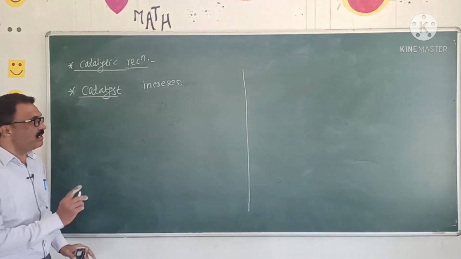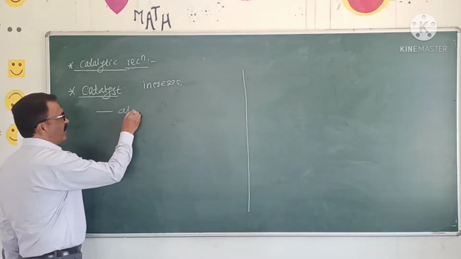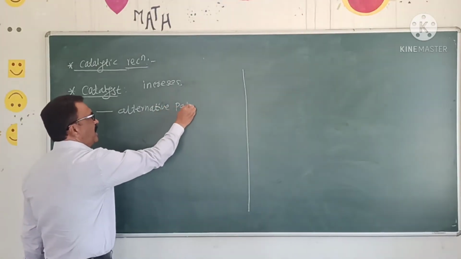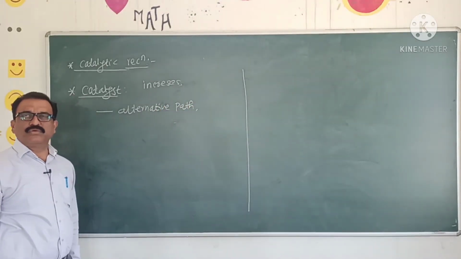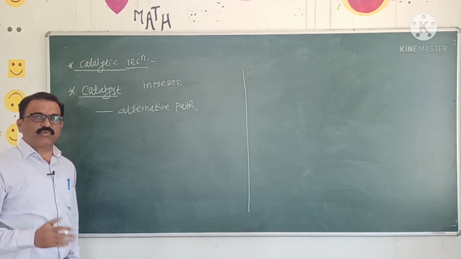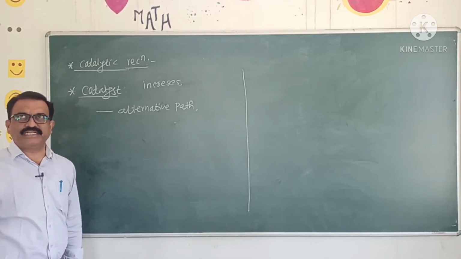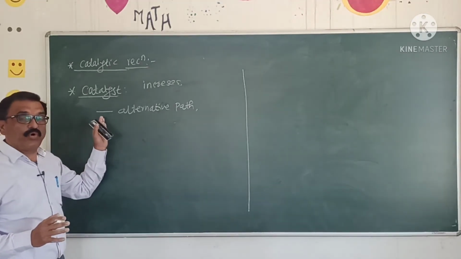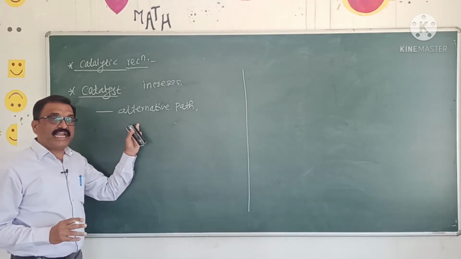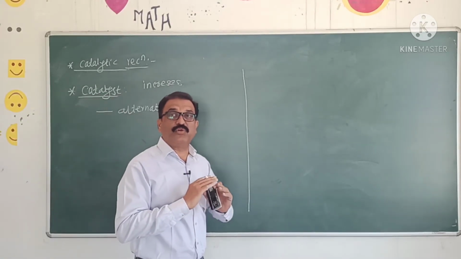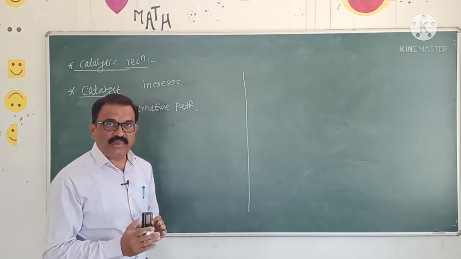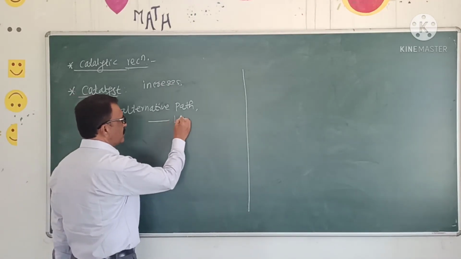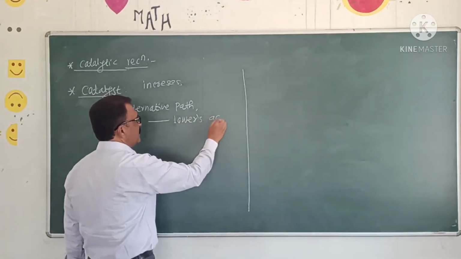This catalyst provides an alternative path. It provides an alternative path which lowers or decreases the activation energy. Okay, this catalyst provides an alternative mechanism for a given chemical process which lowers the activation energy.